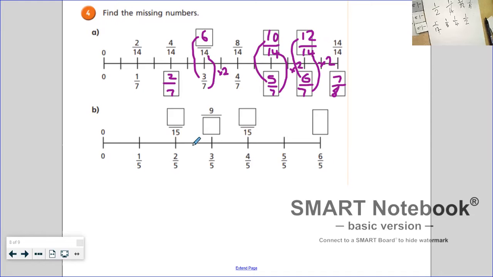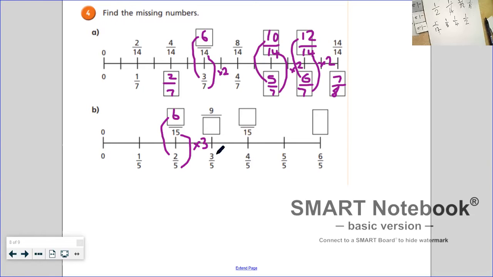We've got fifths along the bottom and 15ths along the top. What have we done to 5 to make 15? So to fifths to 15ths, we have times it by 3. So we must now do the same with our numerator. 2 times 3 is 6. So 2/5 is the same as 6/15.